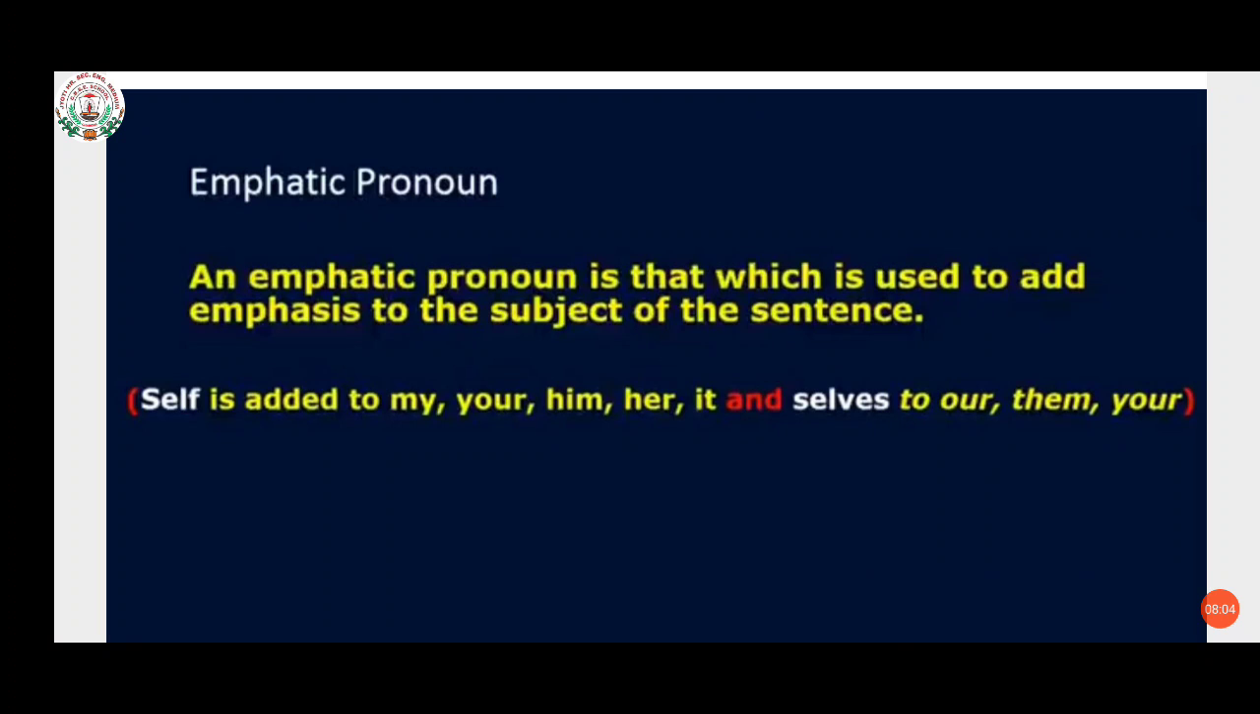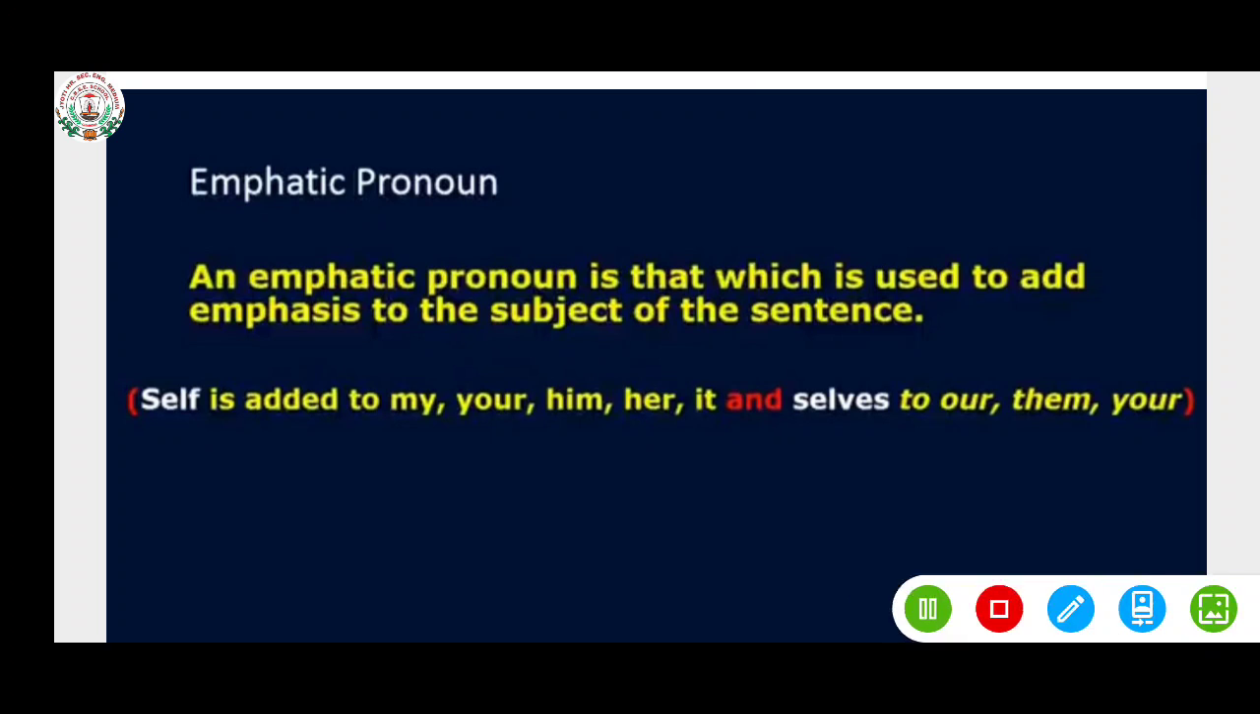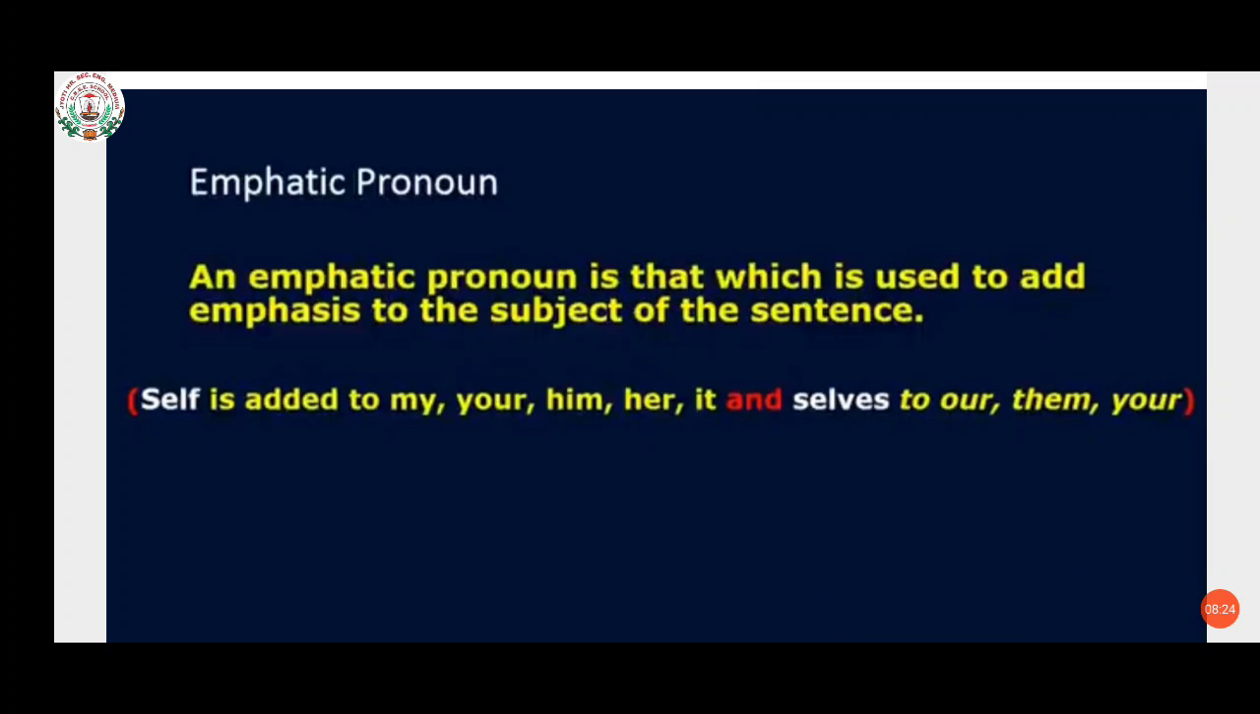For example, I can say, I had to do it myself. So the work which is given to me, I have to do that work myself. So I had to do it myself, or she has to finish herself. Another example I can take is, John can do it himself.